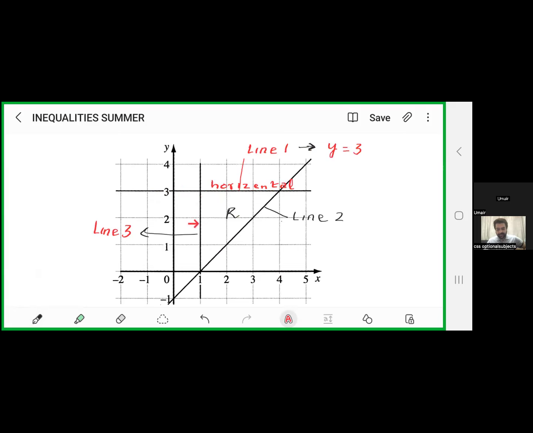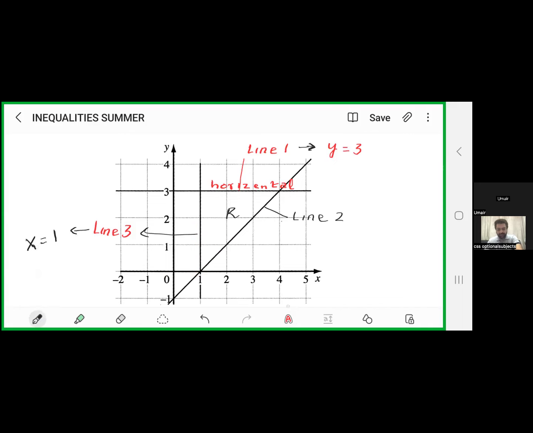The line 3 is vertical. So first of all, write equations for horizontal line and vertical line. A vertical line has equation in x. It is passing through which value of x if you observe? This vertical line is passing through 1 on the x-axis. So its equation will be x is equal to 1. So write down its equation: x is equal to 1.